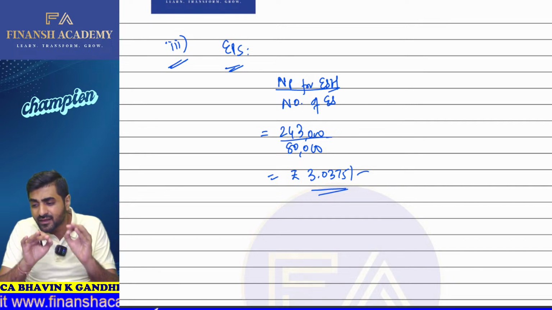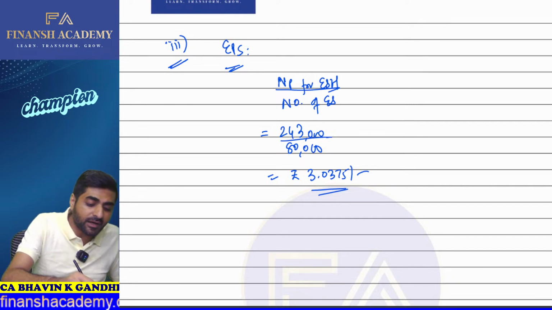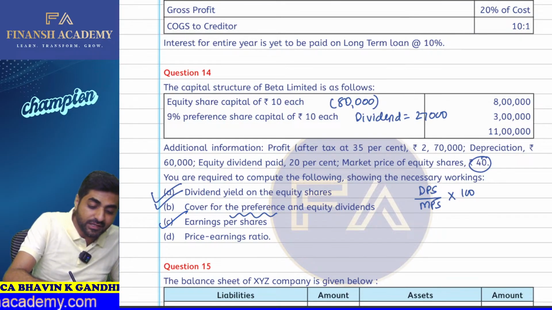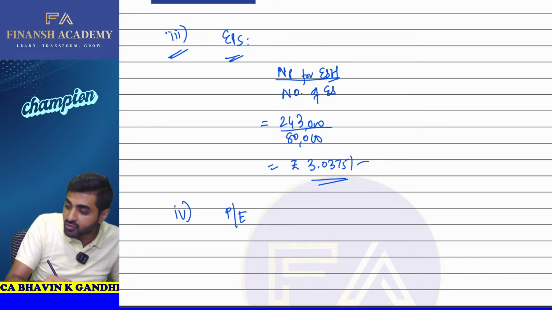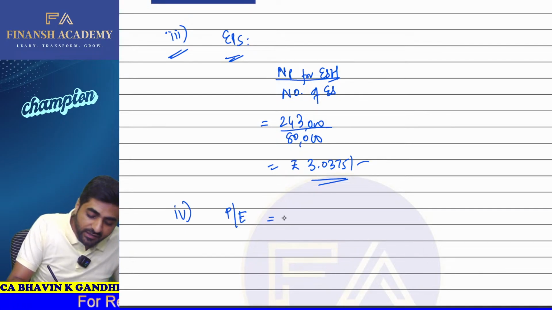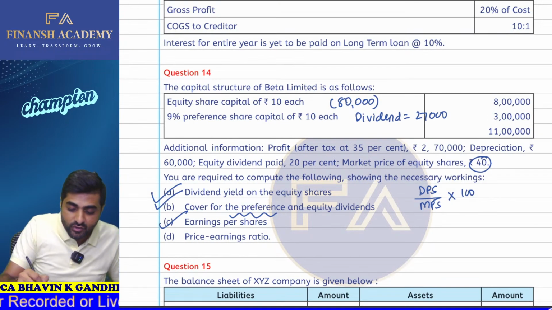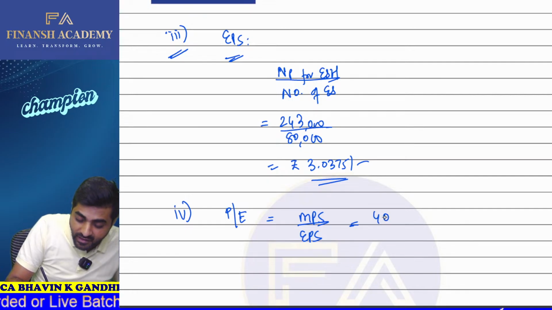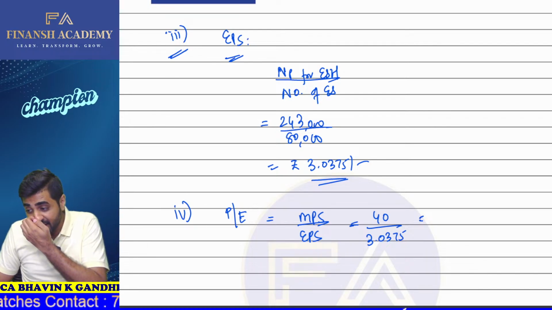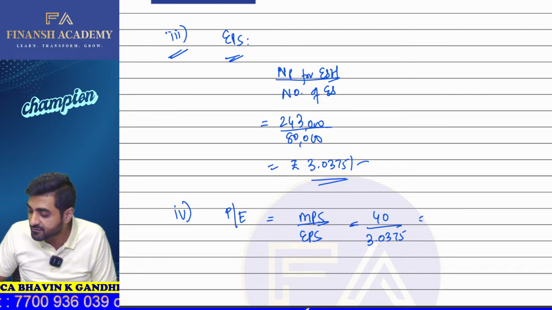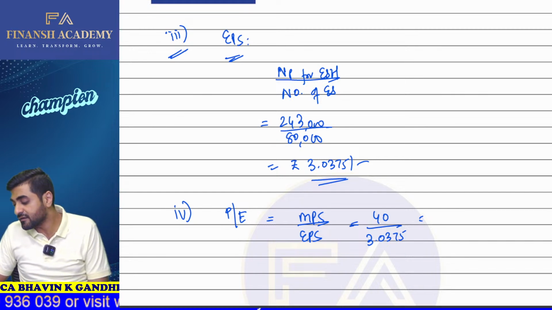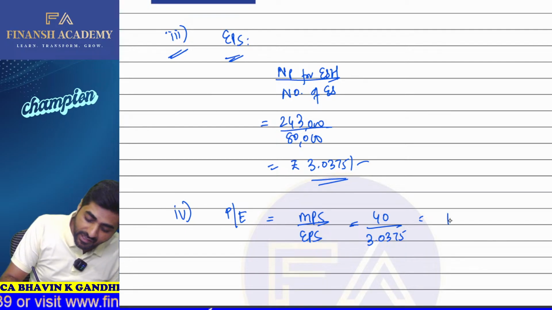So now we are in the position to calculate the last part, and the last part is your P/E ratio. How do you calculate the P/E ratio? The P/E ratio is nothing but MPS upon EPS. So what is your MPS? Just check. Your market price per share is 40 rupees and your earning per share is 3.0375. So how many number of times? We will take 40 and divide that by 3.0375. This will eventually give you 13.17 times.